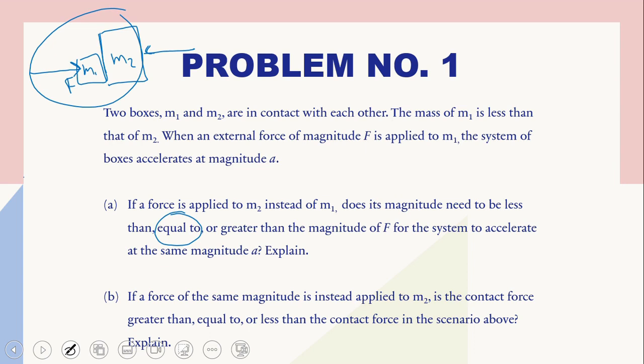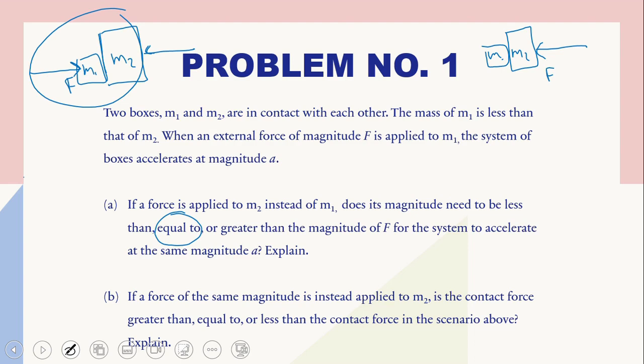Okay, and part B. If a force of the same magnitude is instead applied to M2, is the contact force greater than, equal to, or less than the contact force in the scenario above? Explain. Okay, so I'm going to draw a quick scenario of that too. We have M1, M2, and then the force is now applied from this side with same magnitude F.